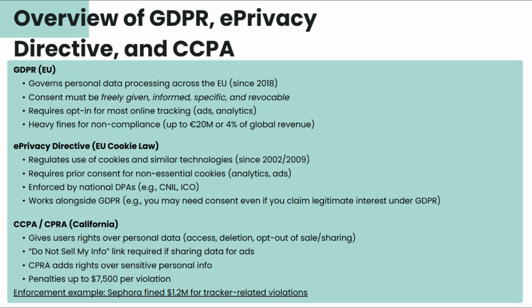GDPR, General Data Protection Regulation. This is the European Union's comprehensive data protection law that came into effect in 2018. GDPR governs how personal data can be processed, giving individuals rights over their data, like the right to access, delete, or correct it. One key aspect of GDPR is the concept of lawful basis for processing data. Consent is one such lawful basis, and for a lot of online tracking and advertising, explicit user consent is required, especially for anything that isn't strictly necessary for the service.